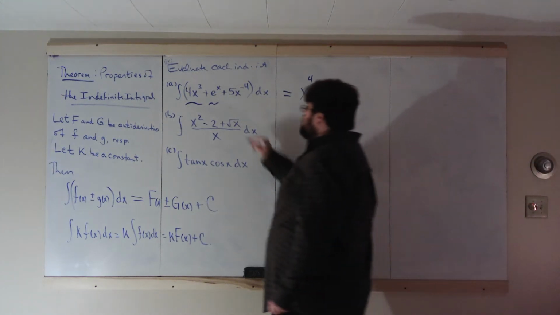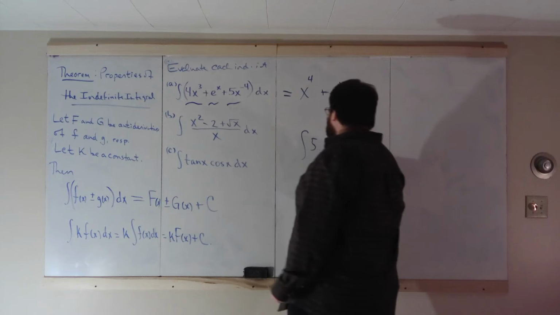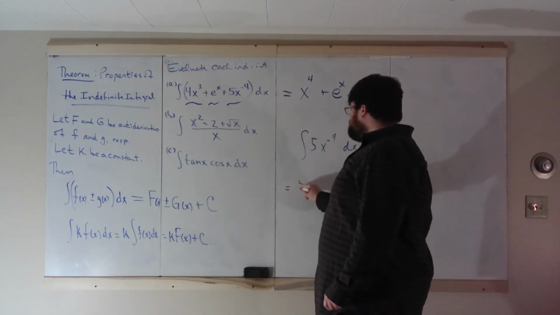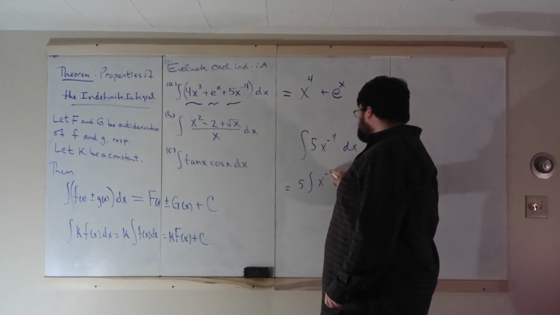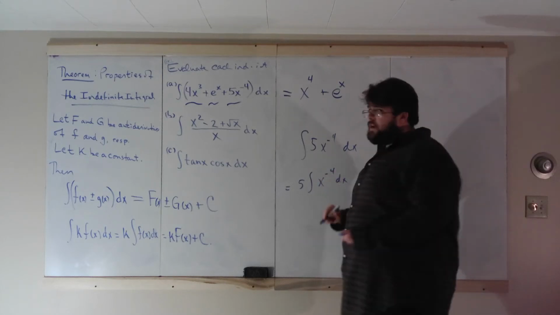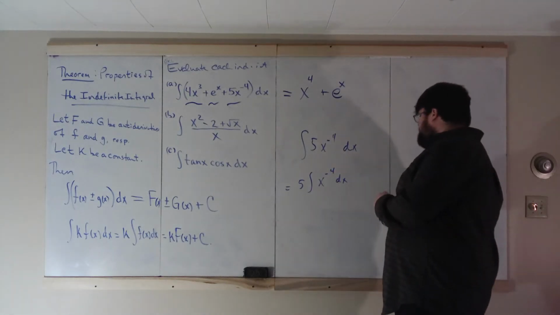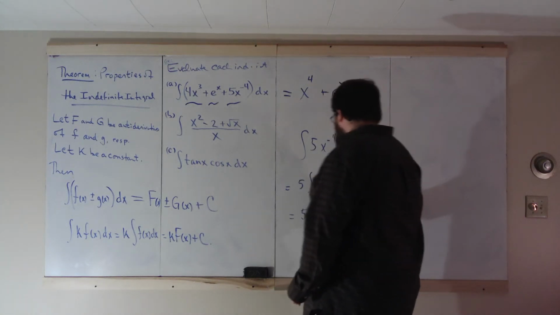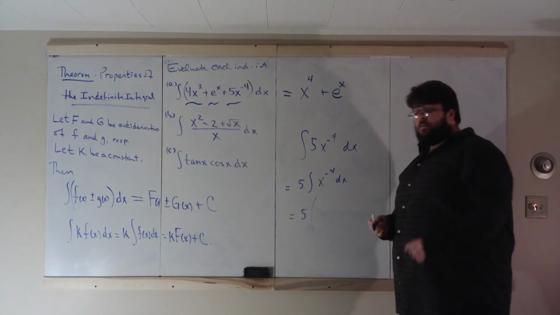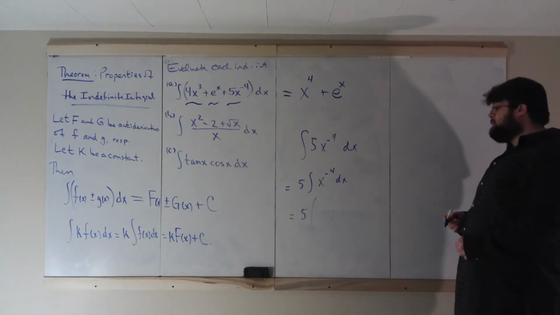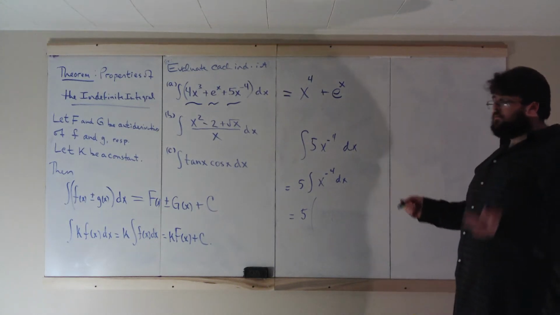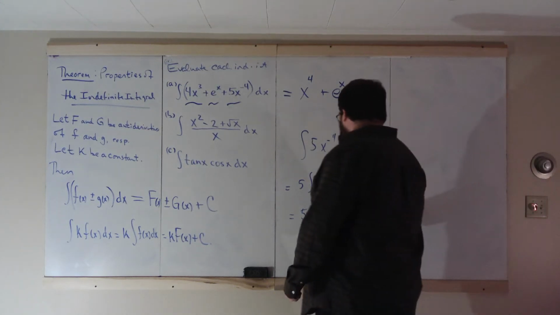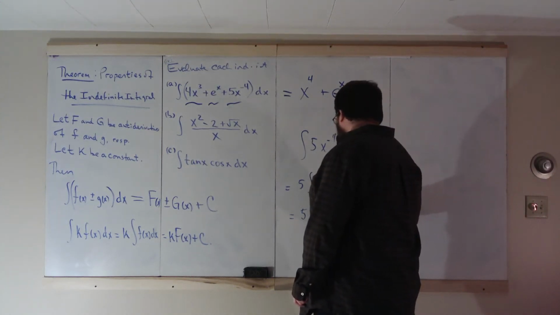How about this last thing? Well, we have 5x to the negative 4. Let's pull that 5 out. Who wants a 5 there? Again, with negative exponents, you have to be careful. So negative 4 applies with rule 2. This x to the negative 4 applies to rule 2. So what do you get? Negative 4 plus 1.